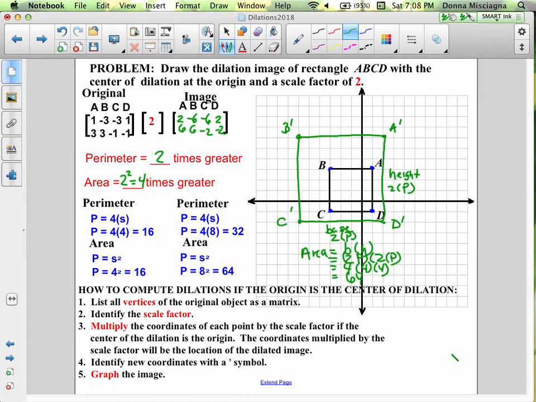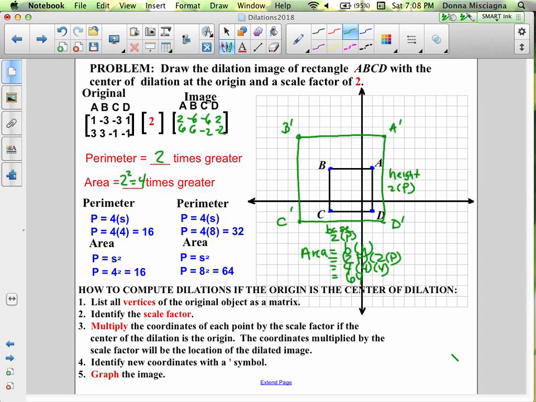So the perimeter on the original, this did happen to be a square. So you just take your side measure times 4, right? They were each 4, so 4 times 4 would be 16, right? And it so happens that the area is the same thing, because 4 squared and 4 times 4 are the exact same thing. And so 4 squared gives us 16.